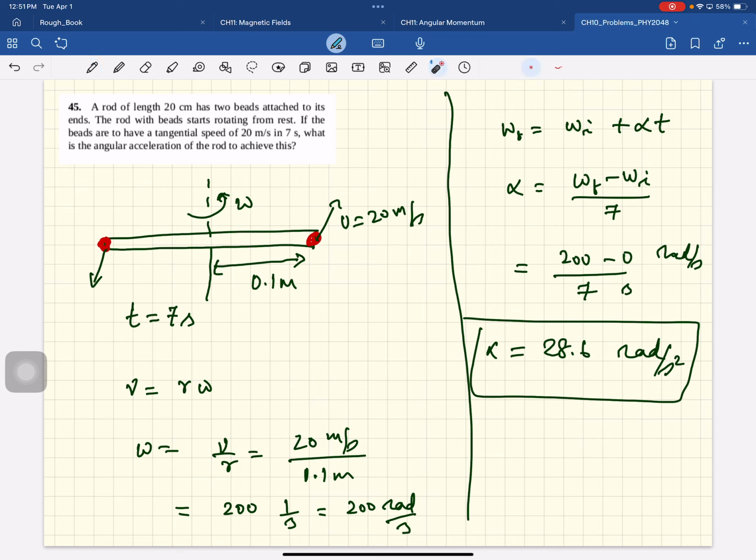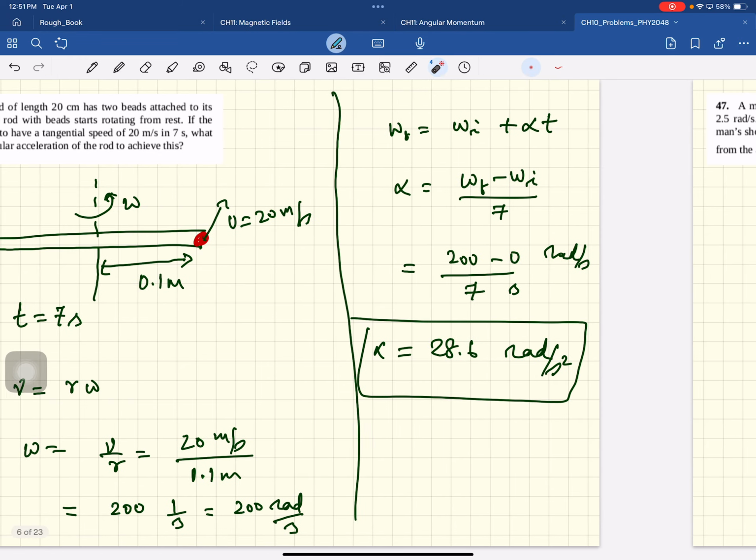Did you guys understand that? So this was rotating the linear, the faster this rotates, the greater its linear speed. So from the linear speed we can get the angular velocity, and from that we get the acceleration.